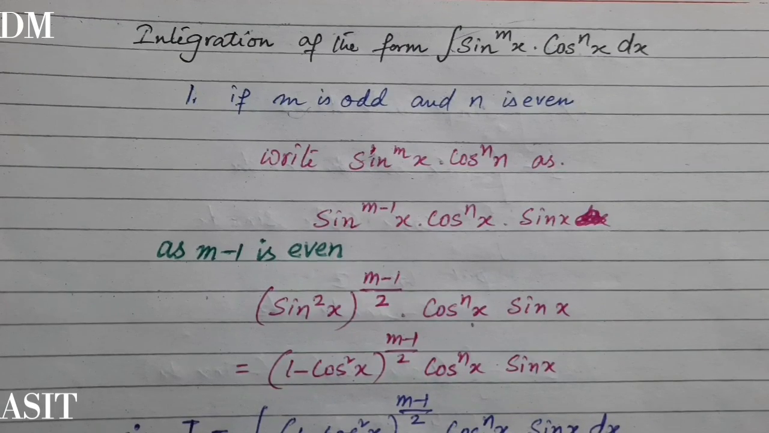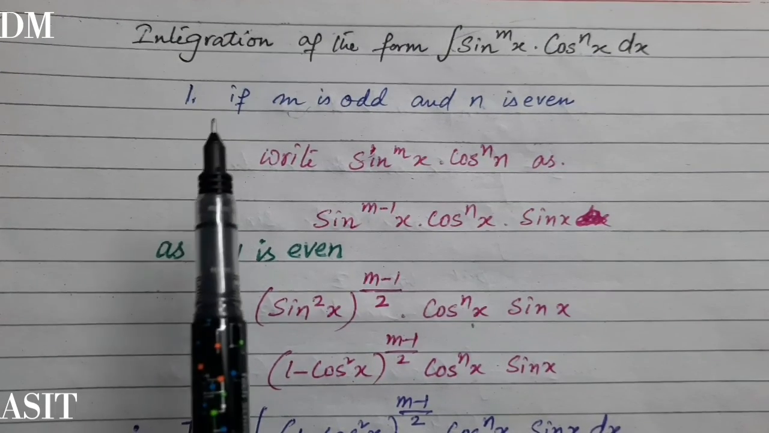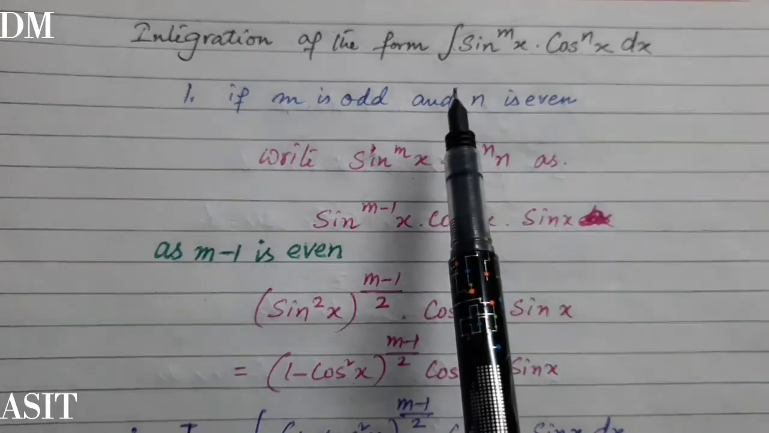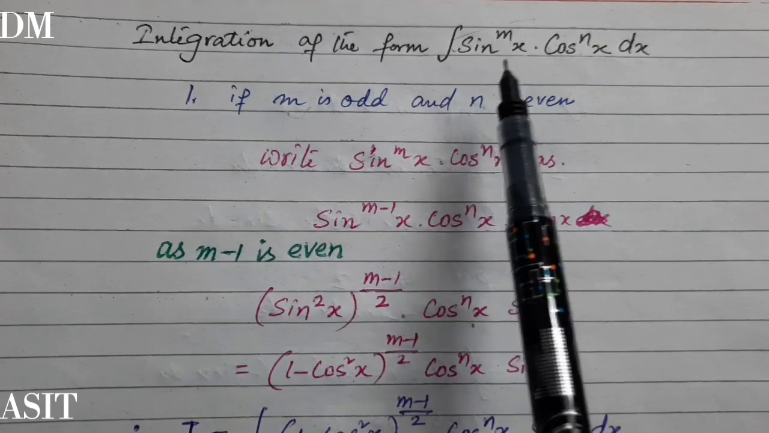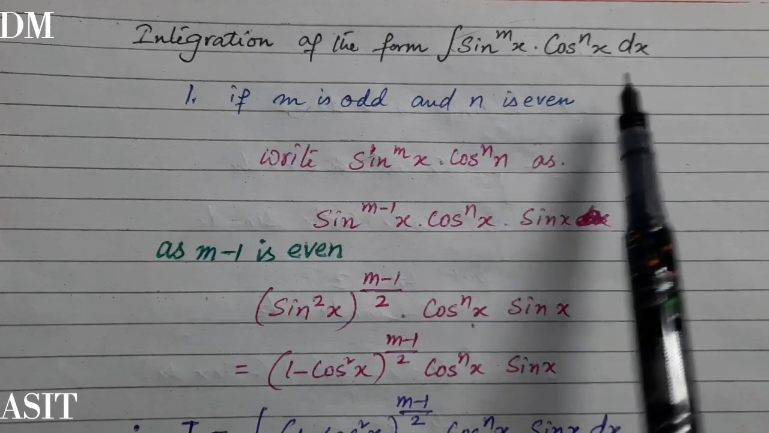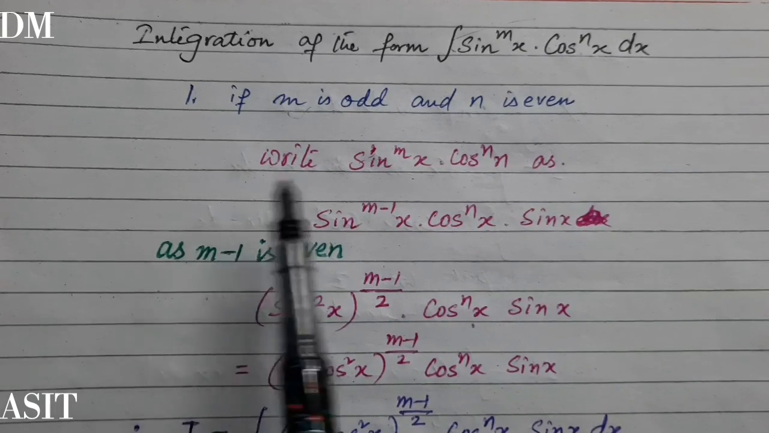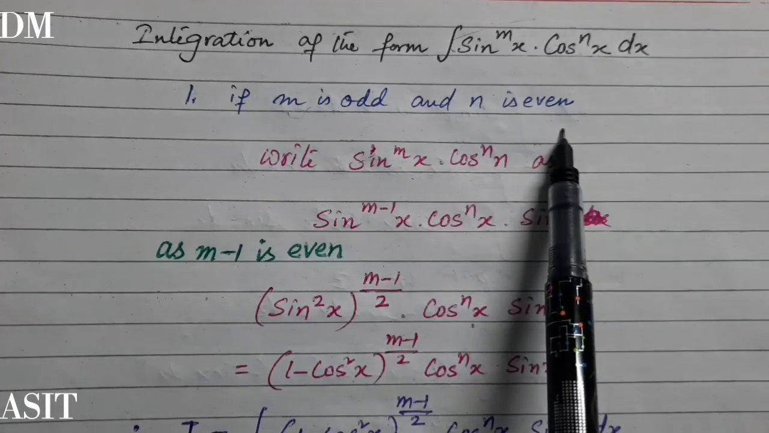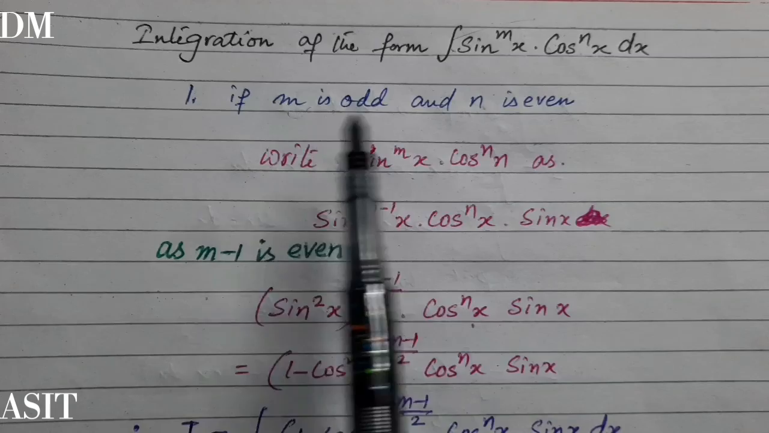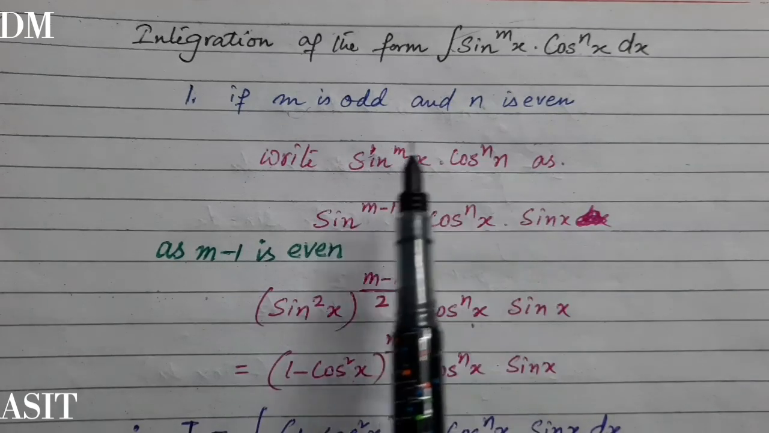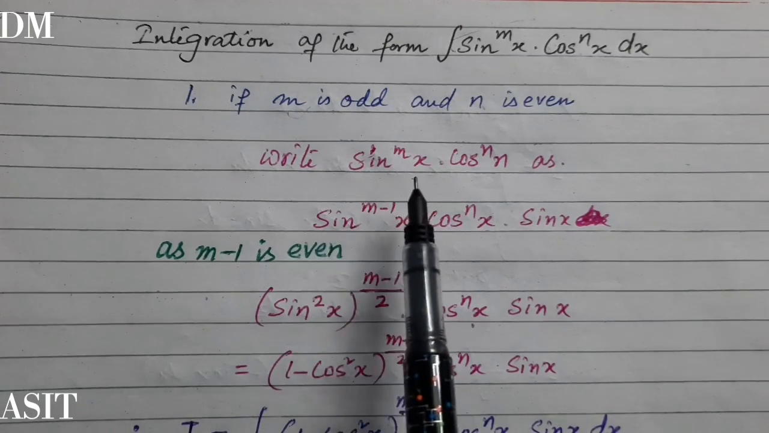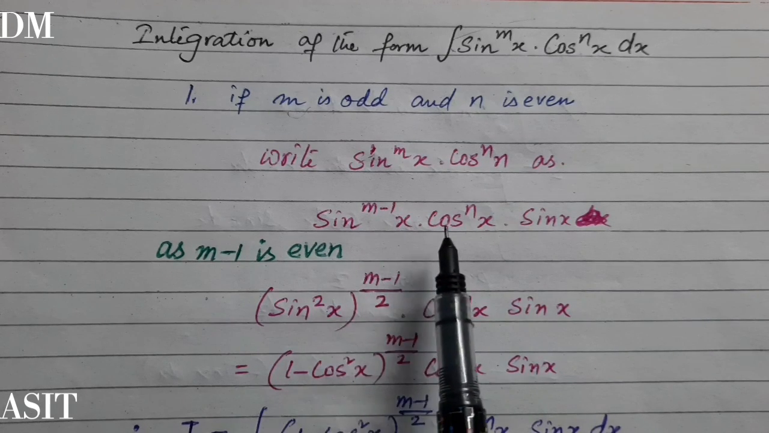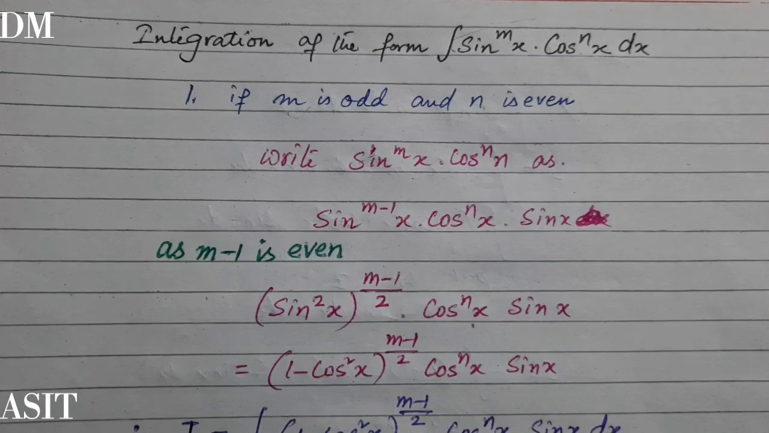Now this is the second phase of today's video, that is how to integrate this kind of integrals, that is integration of sine to the power m x into cos to the power n x dx. Now there are some rules. Rule number 1, if m is odd and n is even, we can write this integrand, sine to the power m x into cos to the power n x, as sine to the power m minus 1 x into cos to the power n x into sine x.